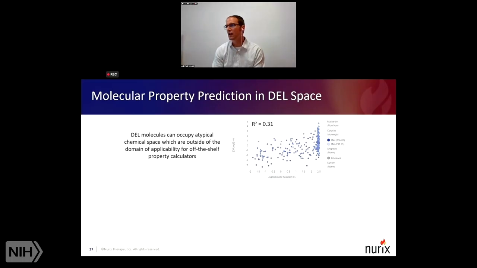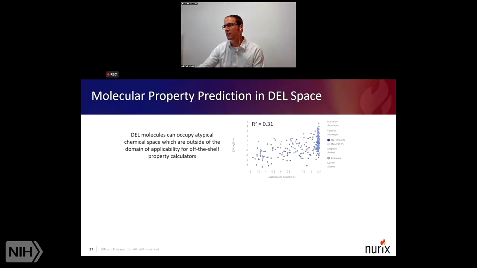And so what I'm showing here is predicted solubilities for a collection of our DEL ligands. We can see a really poor correlation between the experimental solubility of these compounds versus the predicted solubility. And this is the same for C-log P and many other calculated properties, and is a consistent theme across a variety of different vendors or available calculators.